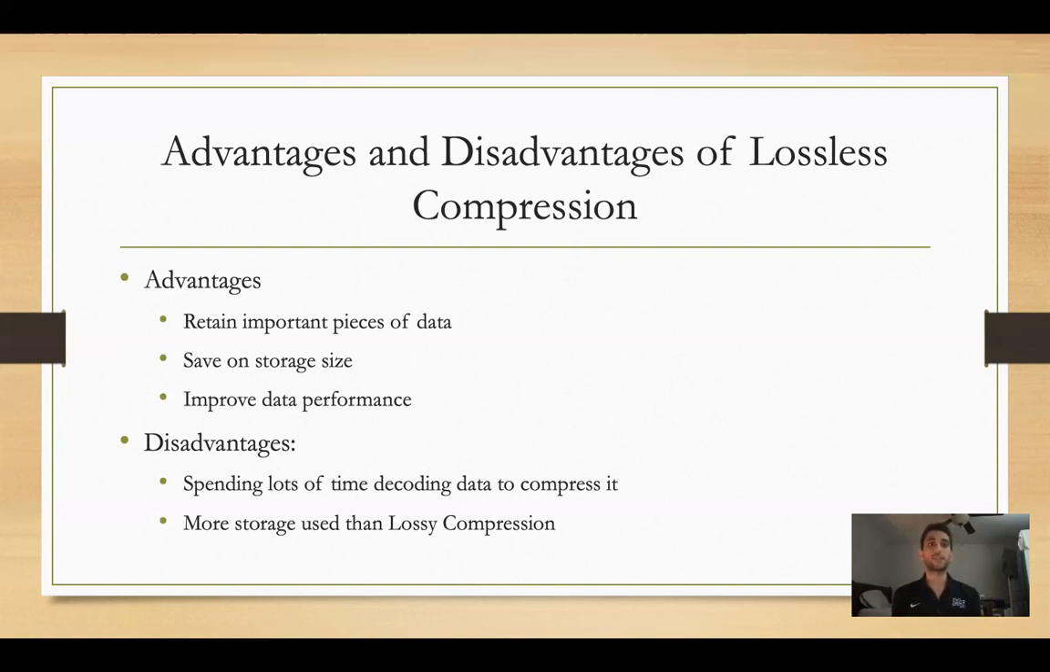The disadvantages include spending lots of time decoding data to compress it. So lossless does take up a lot of time. It basically goes through all the data, finds the redundant data, and then finds ways to store it. And it also uses more storage than lossy compression, because like I said, lossy compression goes in, gets rid of the redundant data, and that's it.